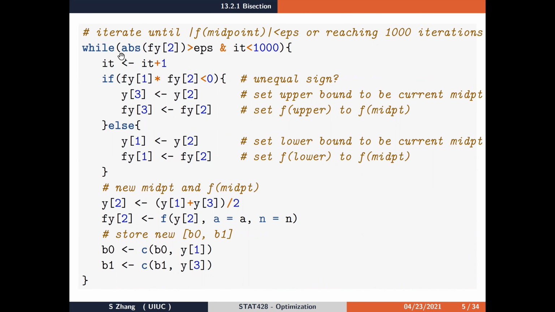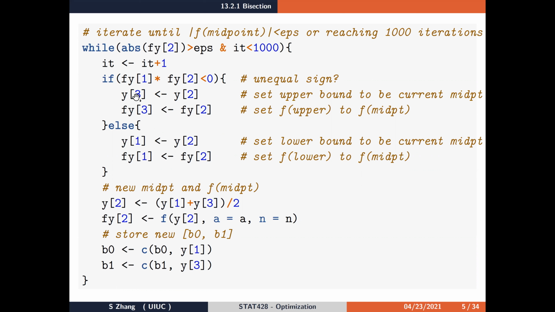So while the absolute value of the midpoint is greater than our tolerance and the iteration number is still below 1,000, we will first increment the iteration number by 1. And then we will compare the signs of fa and f of the midpoint. So if the first entry and the second entry of the fy vector, which is the length 3 vector, where you can remember the first point is the lower bound and the second one is the midpoint, if the product is less than 0, it means that they have unequal signs.